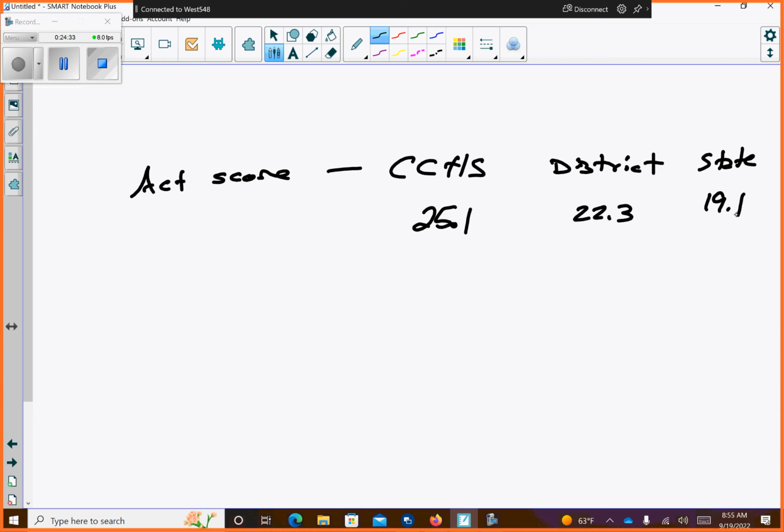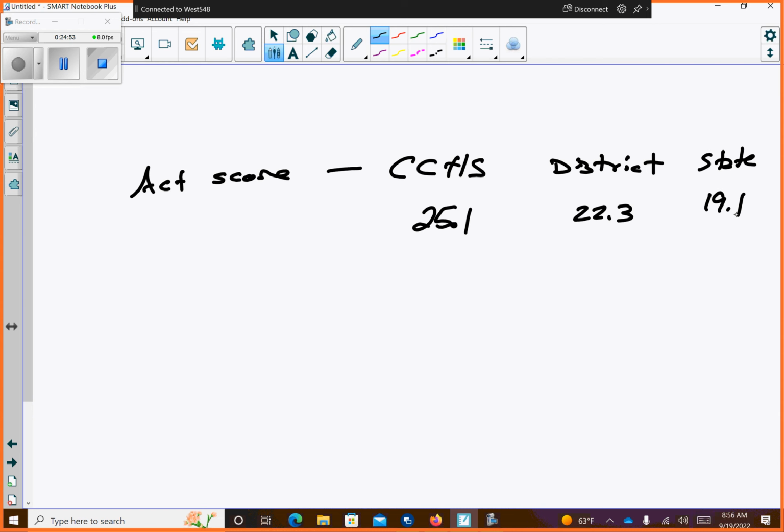Okay? But I'm comparing Cherry Creek to a group, not another school. I'm comparing Cherry Creek to a much bigger group, the state. I can then compare Cherry Creek to the national average. Okay? So there are all different types of things that we can do to compare.